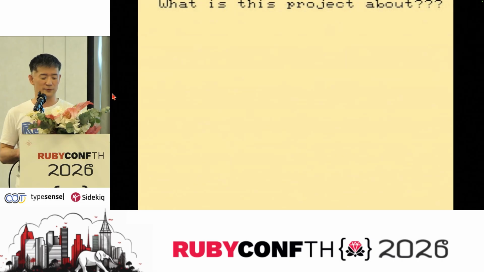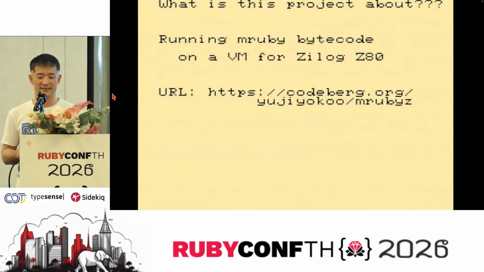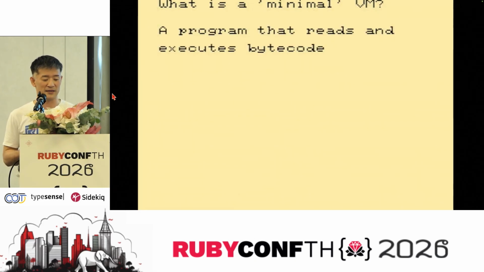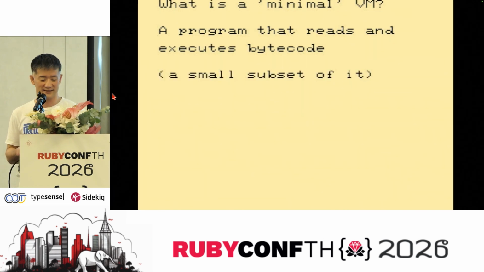And so again, what is this project about? Back to this slide. This is not a bug. Running mruby bytecode on a VM for Zilog Z80. So hopefully I explained these words reasonably in detail so that you can get what this really means. And also, I'd like to explain what I mean by minimal VM. A minimal VM is a program that reads and executes bytecode, a very small subset of it.